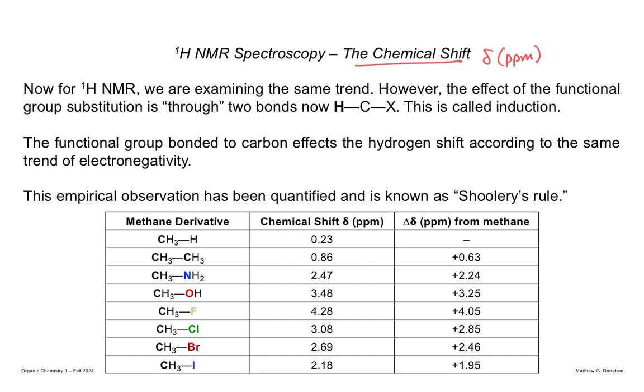So as we said, what we're going to do is think about methane at, we'll just roughly say, 0 parts per million. It's a little bit more than that, but we're going to substitute off some other group, we'll say X. And then how does it affect the hydrogens that are circled in blue? As you do each of these substitutions, it's going to move that signal around between 0 and 12.